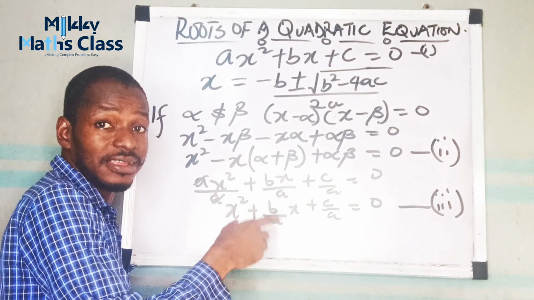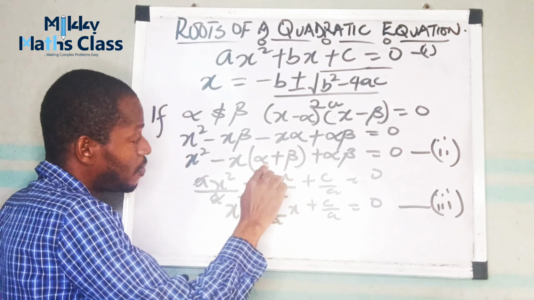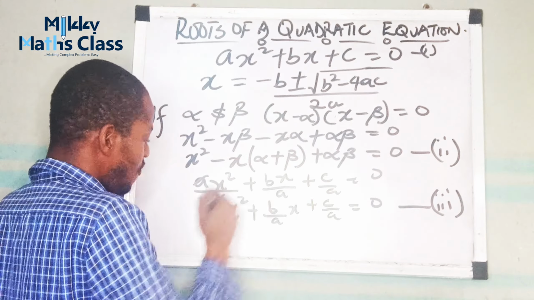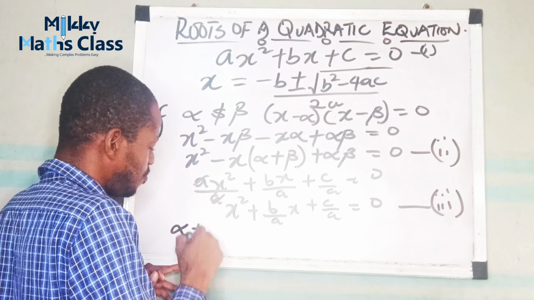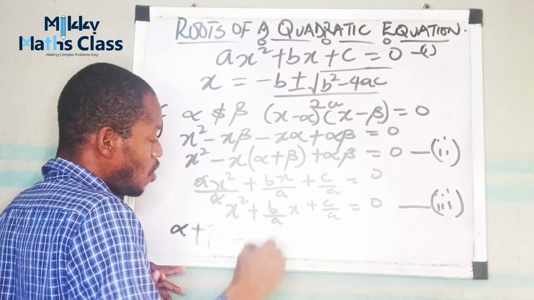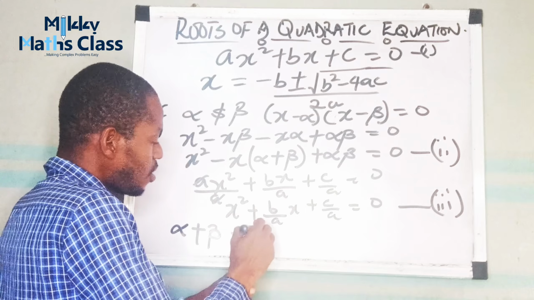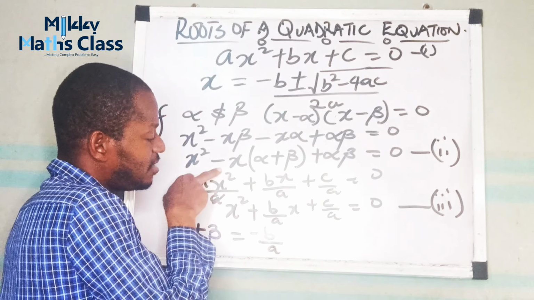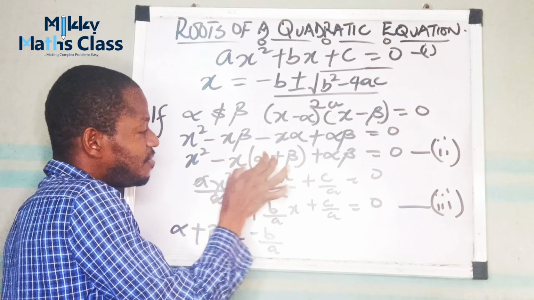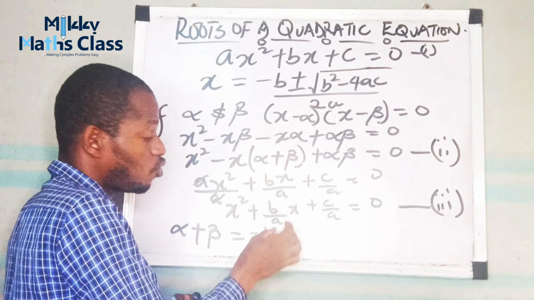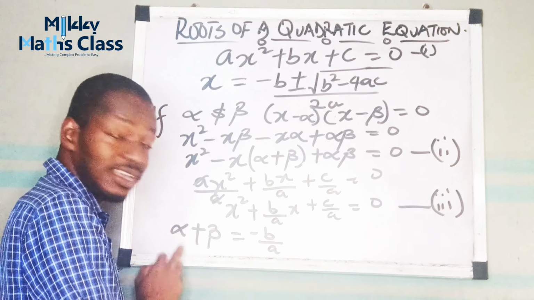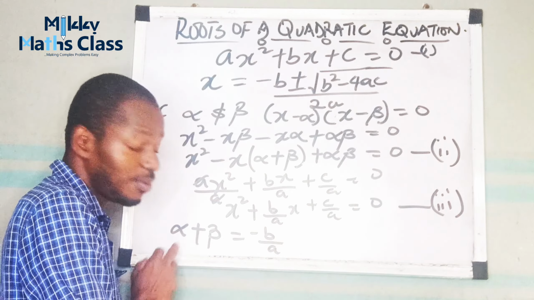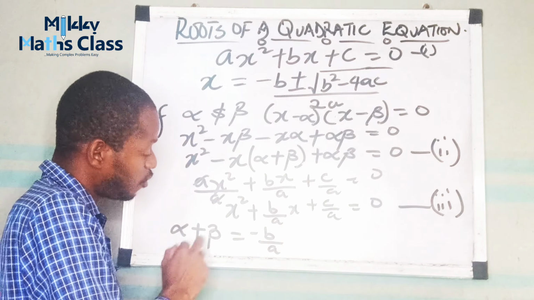So by comparing, the sum, which is alpha plus beta, when I add the roots of a quadratic equation, will be negative b over a. When I compare it, this is negative x, so negative alpha plus beta is equal to b over a. When I remove the negative here, multiply both sides by negative 1, so that I will have my alpha plus beta.